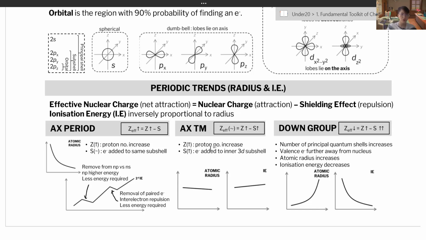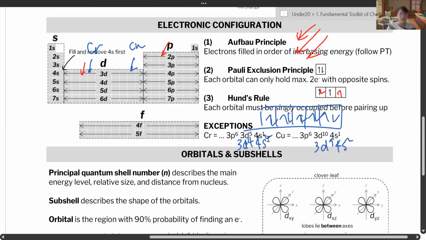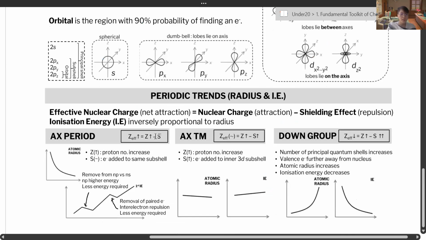So let's look at three main things that they like to test. First is across the period. Across the period, the number of protons naturally increases, right? So the nuclear charge increases. But the electrons are all added to the same subshell. If it's 2p, you get 2p1, 2p2, 2p3. It's all in the same subshell, so there is no difference in the shielding effect. So the effective nuclear charge naturally increases, and the atomic radius will decrease.